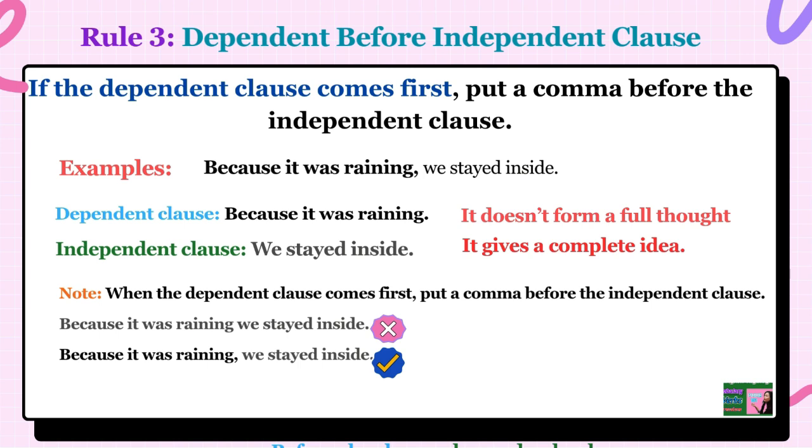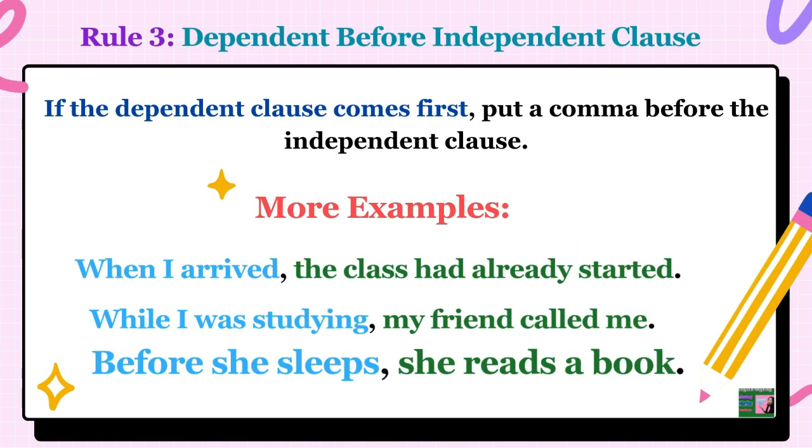Note, when the dependent clause comes first, always add a comma before the independent clause. "Because it was raining we stayed inside" is wrong because if you don't add a comma, the sentence looks confusing. "Because it was raining, comma, we stayed inside" is correct. The comma shows a natural pause and helps your sentence sound clearer. Remember, if the dependent clause comes first, put a comma before the independent clause.